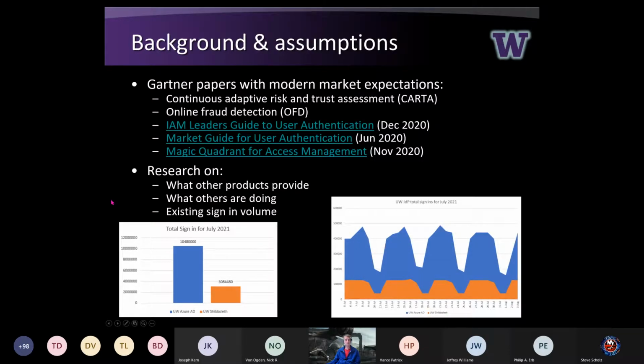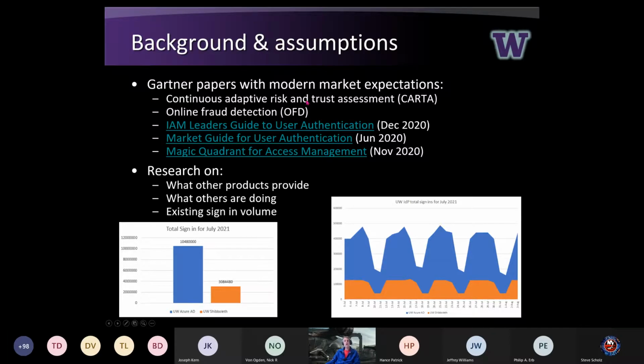So let's talk a little bit about sort of the background assumptions going into this. In terms of market analysis, there's a lot of Gartner papers out there. Here's a couple that really support the idea that the market expects this continuous adaptive risk and trust assessment, CARTA, capabilities and online fraud detection capabilities. These are strong expectations. You heard it in Pamela and Pamela's talk before this. They talked a lot about this attack surface and governance and security mechanisms and the signals that are coming in to inform your IDP and the decisions it's making. So CARTA and OFD capabilities are very important.